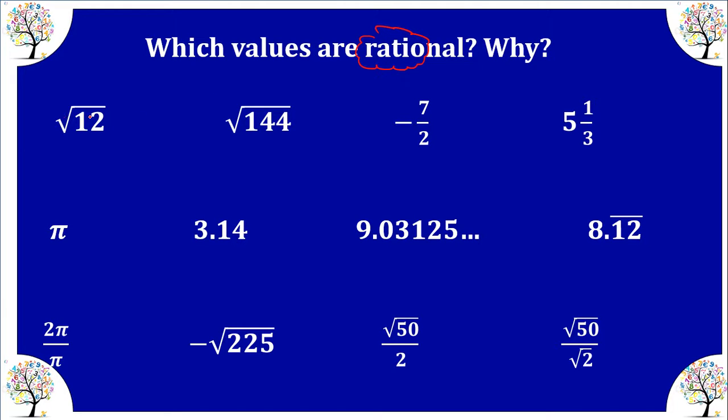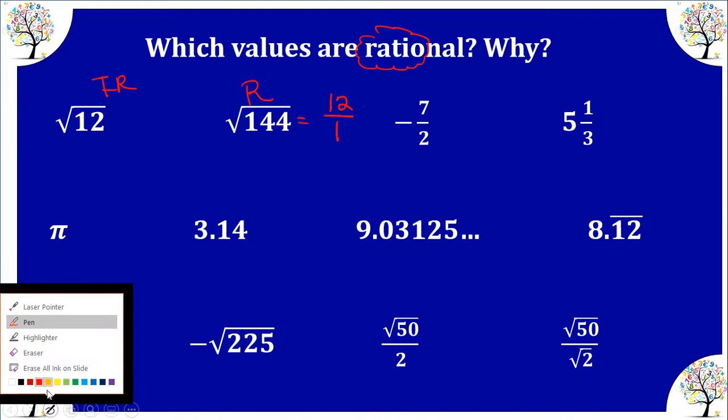So the square root of 12 is not a perfect square, so it would be a number that would go on and on without repeating and be a decimal that would continually go without repeating and not terminating, which means it would never end. So this is irrational. This is a perfect square and equals 12, and I could write it as a fraction. So this would be rational.